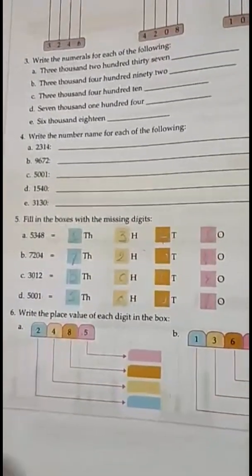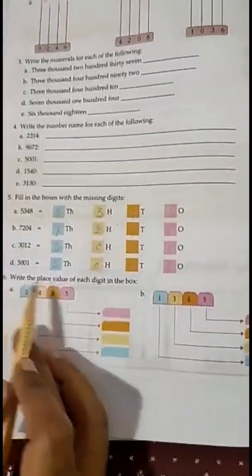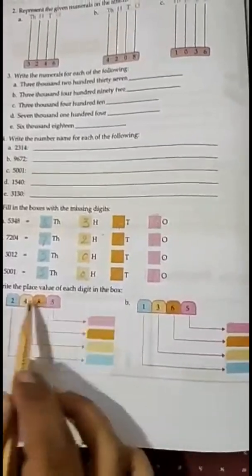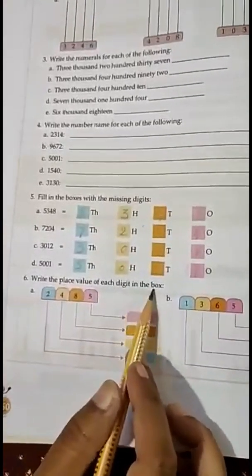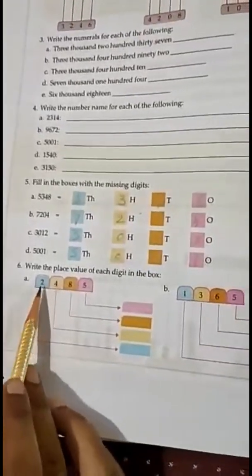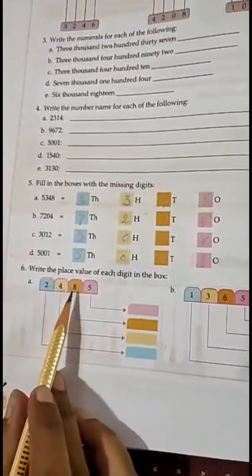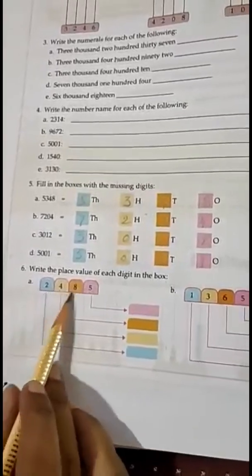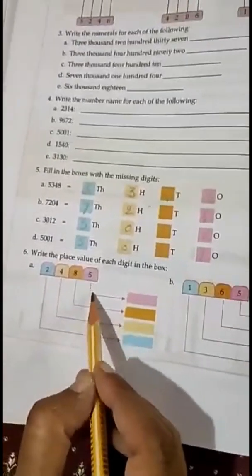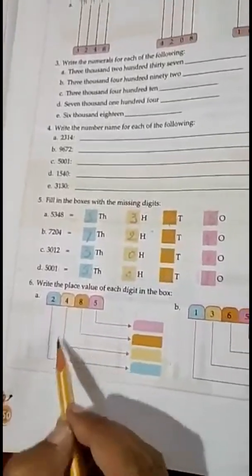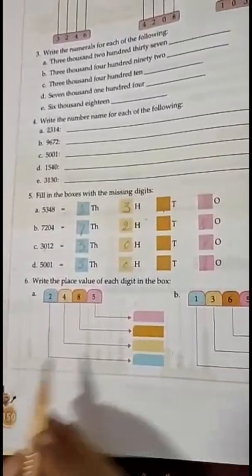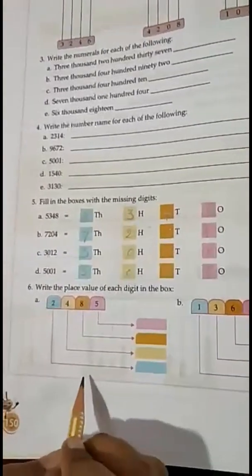Now we have one more model. Write the place value of each digit in the box. Here given 2485. Our number is 2485. Here see, arrows are given for these numbers. According to the places we have to write its numbers.